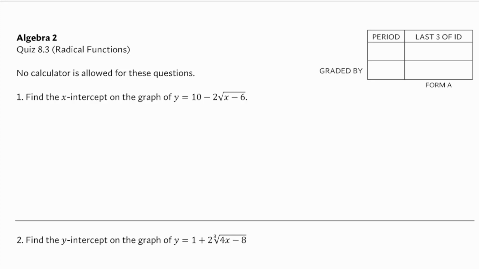Alright, welcome. In this video, I'm going to be working Algebra 2 Quiz 8.3, which is all about graphs of radical functions. I'm going to start with form A. This one's pretty quick, so I think we'll be able to move pretty fast through it.